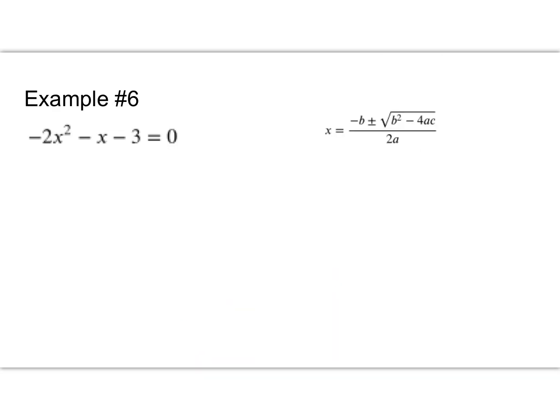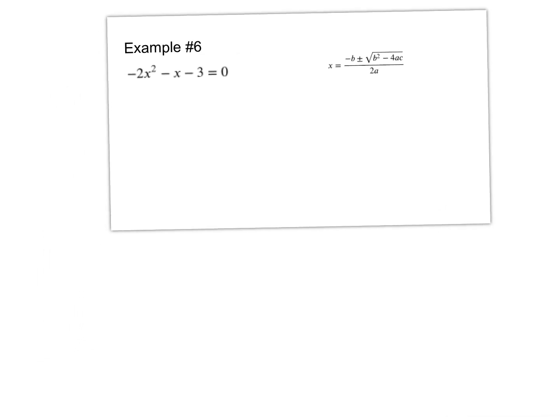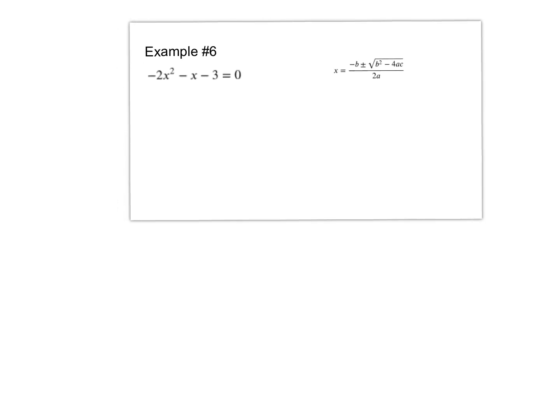All right, let's move on. All right, so here we go. Let's take a look at this one. So we're going to begin. Does one side of this thing equal 0? The answer is yes. All right, so one side is 0. So let's do our ABCs. Negative 2 is my a. Negative 1 is going to be my b. And negative 3 is going to be the c.